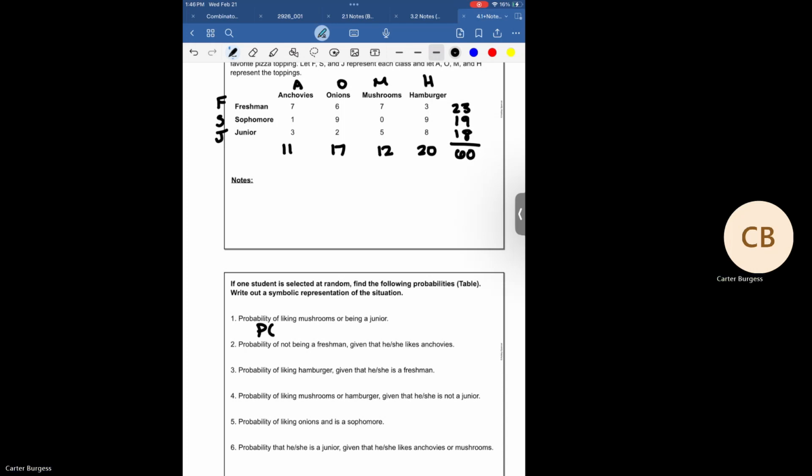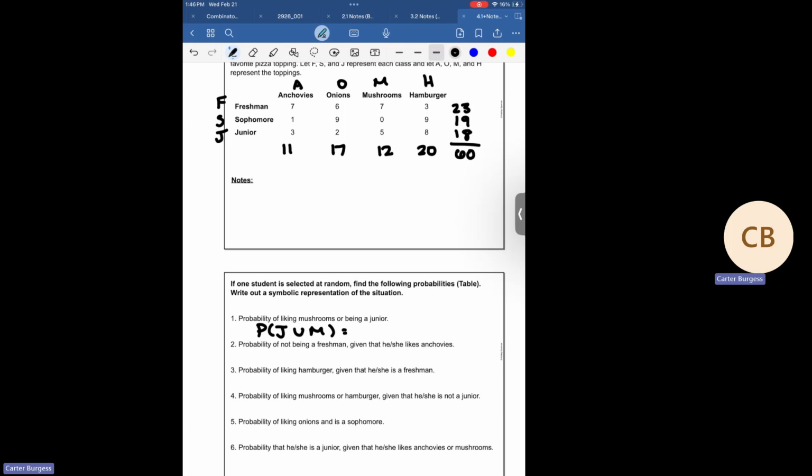And mushrooms? Yeah, this is going to be the union of, now the way Liz did this was J and M. If I switch the order and do mushrooms or juniors, would we expect that to change anything? No, order shouldn't matter here, right? We wouldn't expect that to affect anything, so this is absolutely perfectly fine. What do I have to remember when I'm doing or statements? Subtract the overlap, so we add them together, but we subtract the overlap.